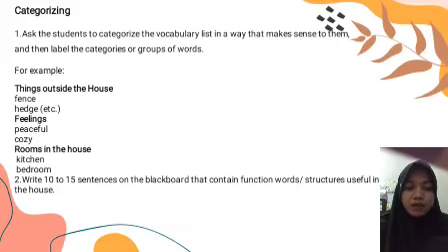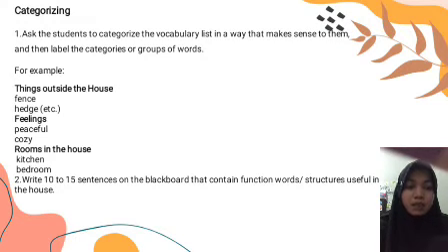The first, ask the student to categorize the vocabulary list in a way that makes sense to them, and then label the two categories or groups of words. For example, the first, things outside the house: fence and height. The second, feeling: peaceful and cozy. And the last, rooms in the house: kitchen and bathroom.